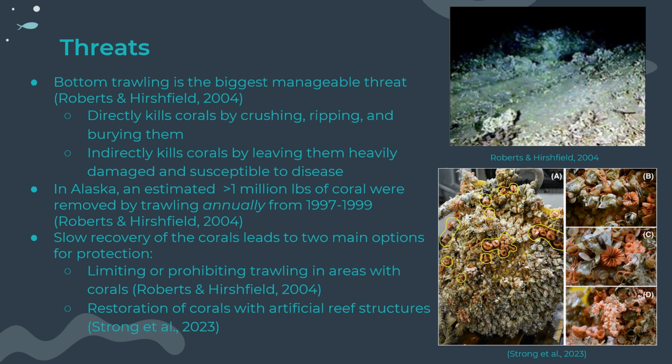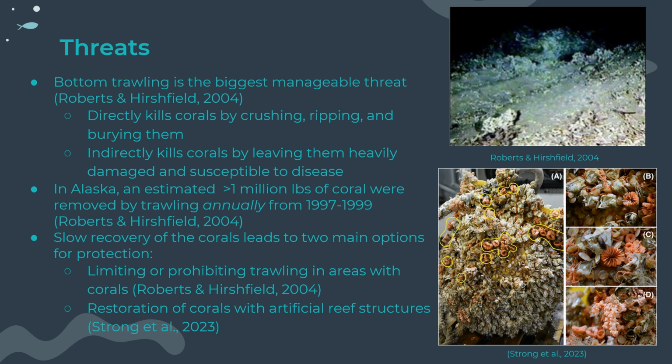Bottom trawling is currently the biggest manageable threat to cold water corals. Trawling can directly kill corals by crushing, ripping, and burying them, or indirectly killing them by leaving the corals heavily damaged and more susceptible to disease. It was estimated that in Alaska, more than 1 million pounds of corals were removed by trawling annually from 1997 to 1999. Cold water corals are believed to have a much slower recovery from this trawling due to their slow growth rates. There are 2 main ideas for how to better protect these corals.